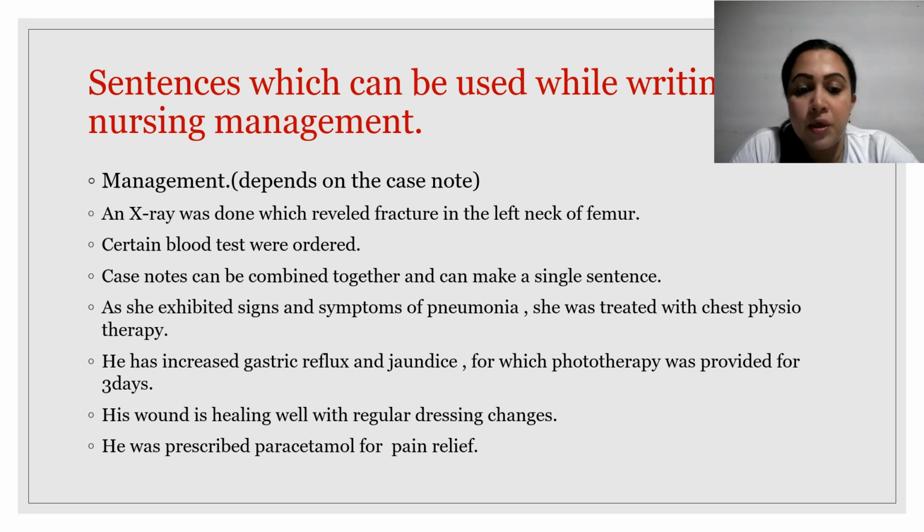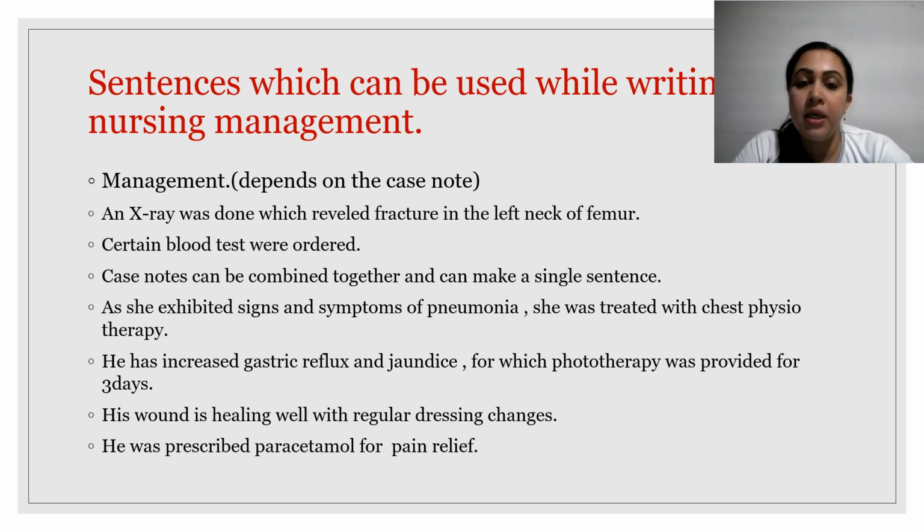Next one, case notes can be combined together to make a single sentence. That is also something which you need to take into account. Some of the information will be spread across the case notes, isn't it? So you need to collect it, bring it together, and write it. That is what is known as conciseness and clarity, one of the criteria which is valued. Some examples of how you can combine these sentences are given there: as she exhibited signs and symptoms of pneumonia, she was treated with chest physiotherapy.